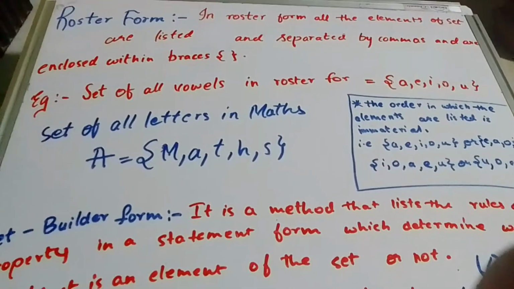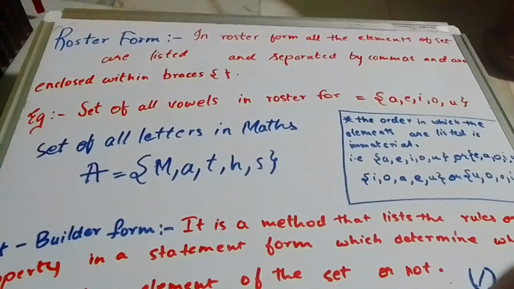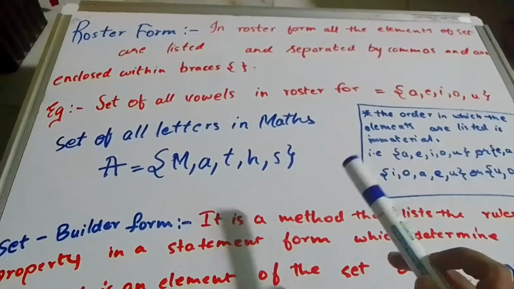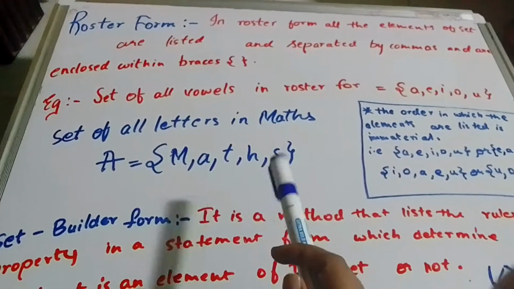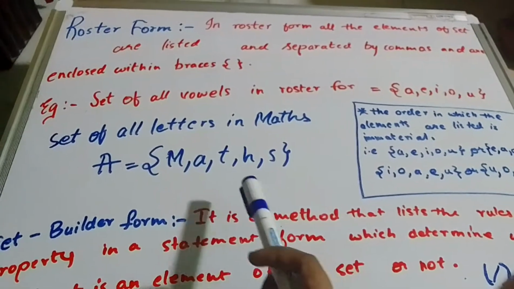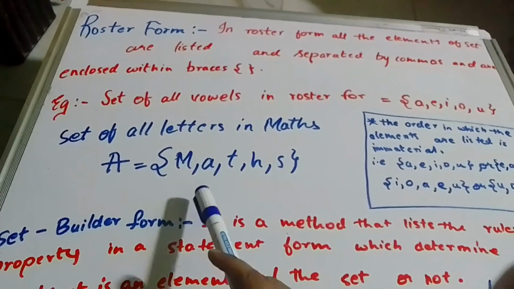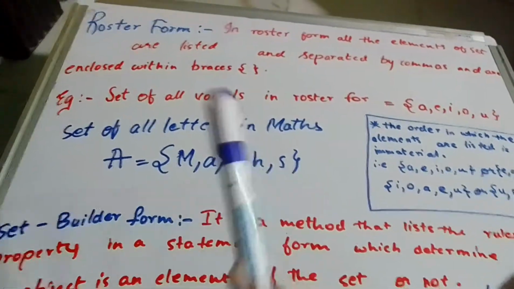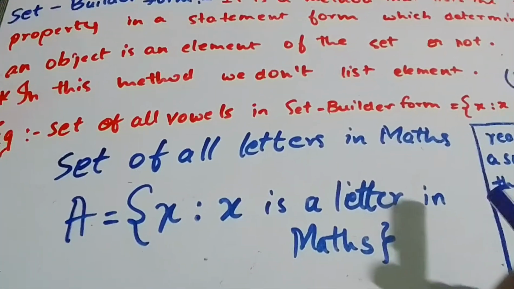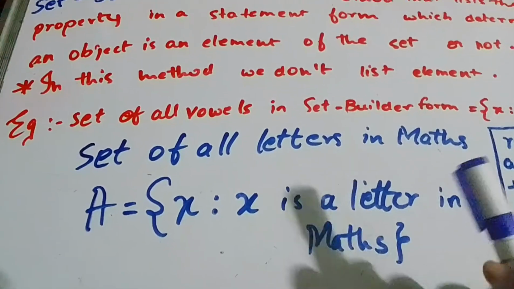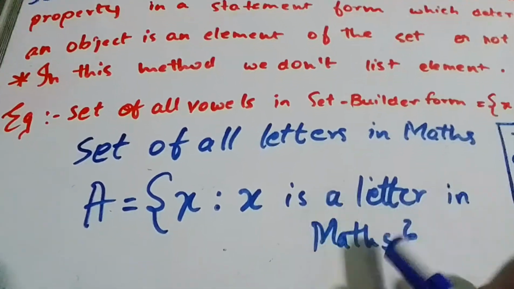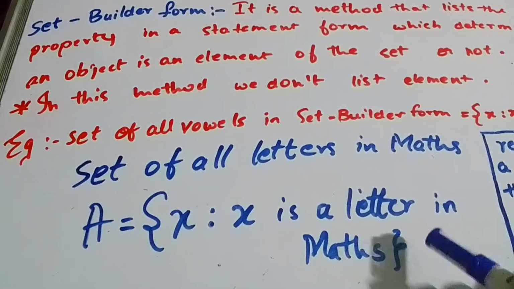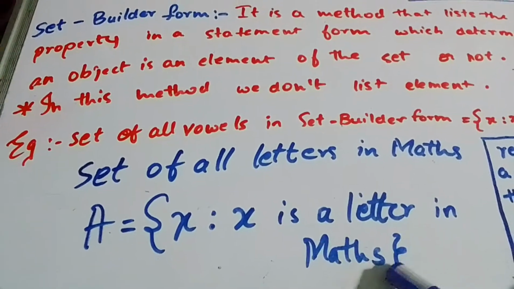So here are a few points which show the difference between roster form and set builder form. The first point is that in roster form we write the elements in the set. All the elements we mention, we list the elements in the set. In set builder form, we don't write the elements in the set. We write the rules or the property that shows whether things or objects are in the set or not.